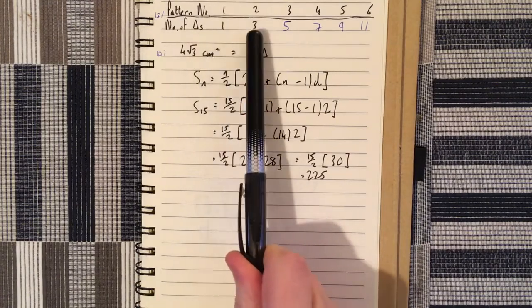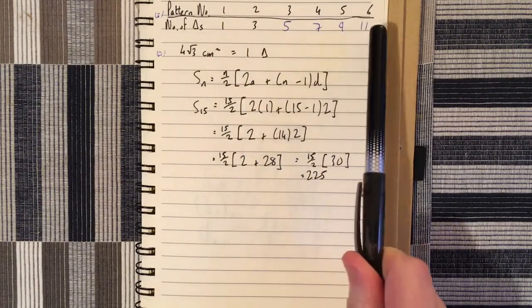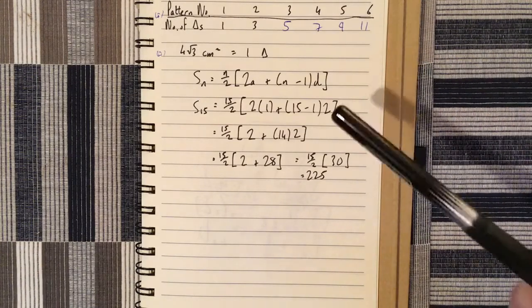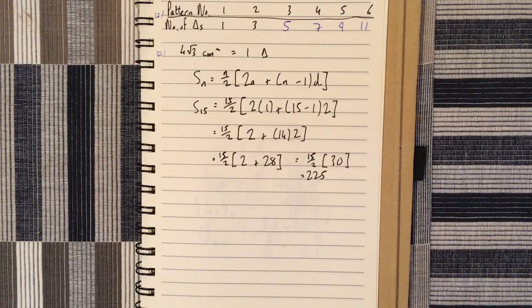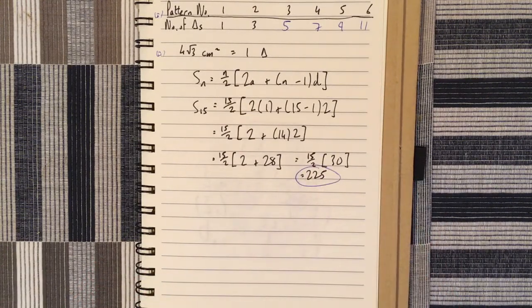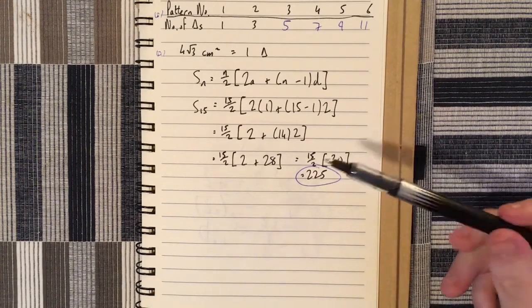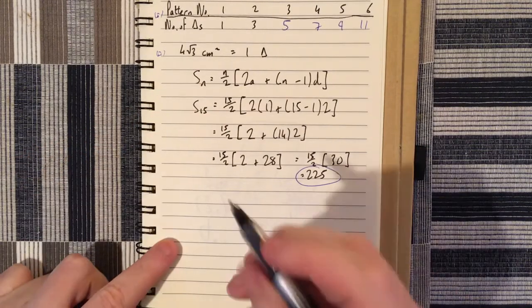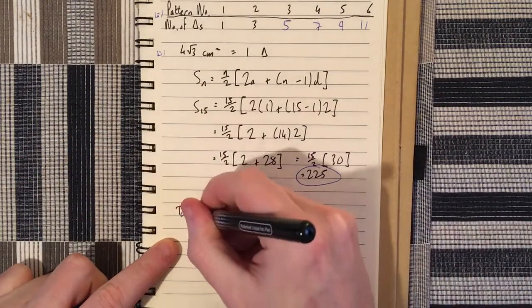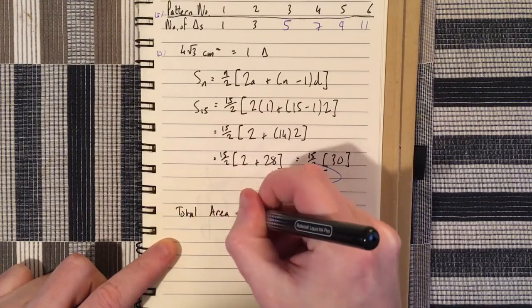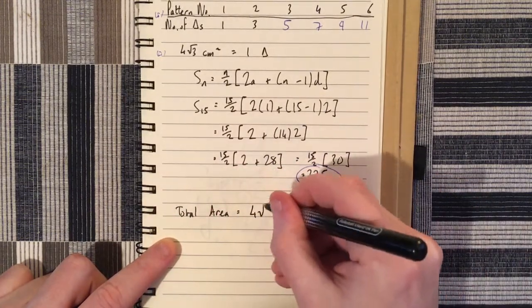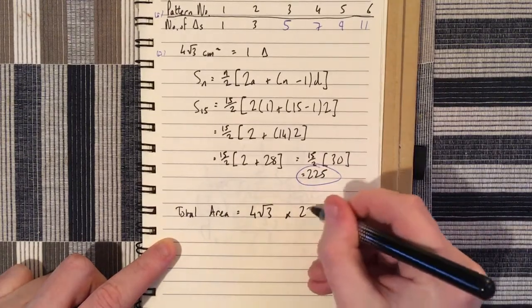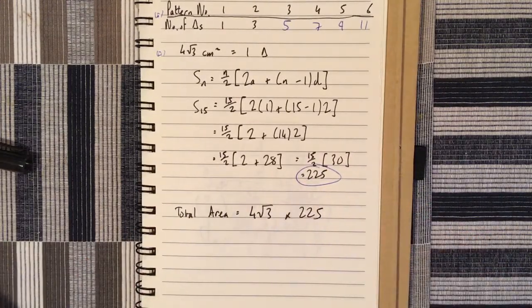So 1 plus 3 plus 5 plus 7 plus 9 plus 11 plus 13 plus 15 plus 17 all the way up to how many triangles there are in the 15th stage is going to give you 225 triangles. All right, I'm asked how much area will these take up? Well, the area of one of them is 4 root 3. So all I'm going to do is, total area is 4 root 3, so the area of one of them, multiplied by 225.